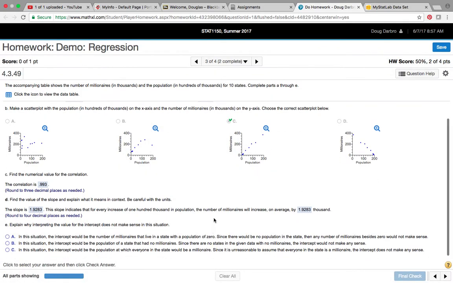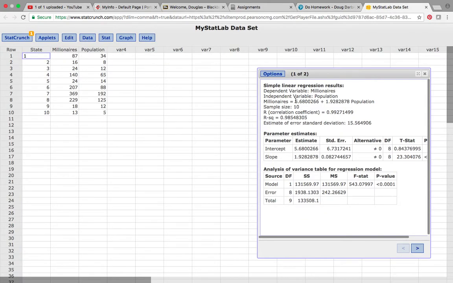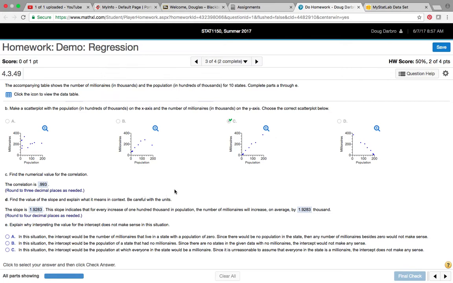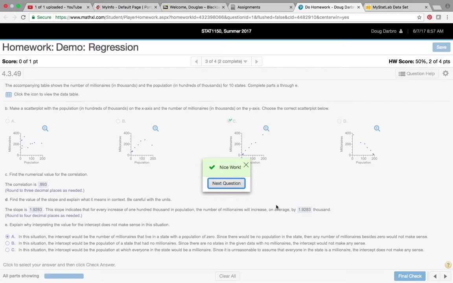Explain why interpreting the value for the intercept does not make sense in this situation. Well, guys, the intercept is this number right here. It's 5.68. And that would say if we had a state with zero population, we would have 5.68 thousand millionaires. Well, that makes no sense, because if you have a state with no population, you can't have a count of anything. So in this situation, the intercept would be the number of millionaires that live in a state with a population of 0, since there would be no population, so it makes no sense. So the very first one is what we need.